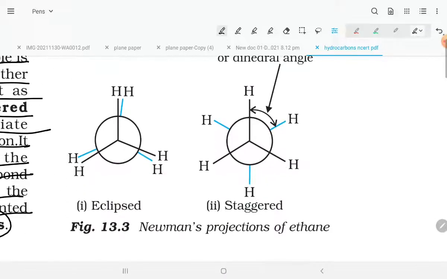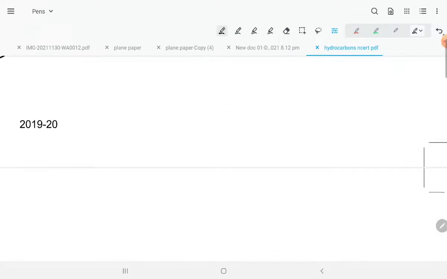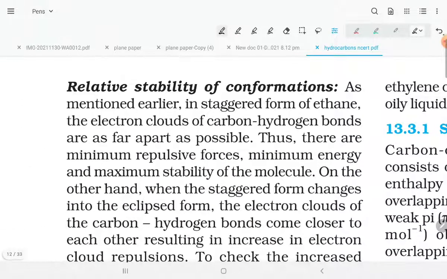So if both are close, that is eclipsed. Far away, that is staggered. The angle of rotation is the dihedral angle. So this was the conformation.